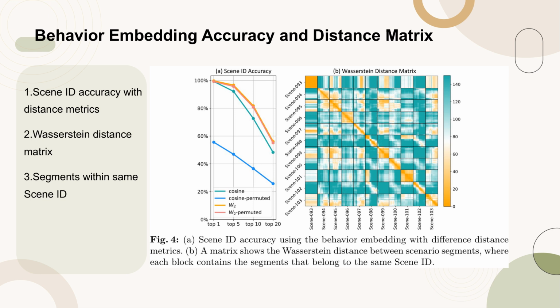Each block in the matrix corresponds to segments that share the same scene ID, highlighting similarities and differences within a specific time interval. These analyses collectively validate the effectiveness of the behavior embedding method and provide insights into the variability of behaviors within traffic scenarios.